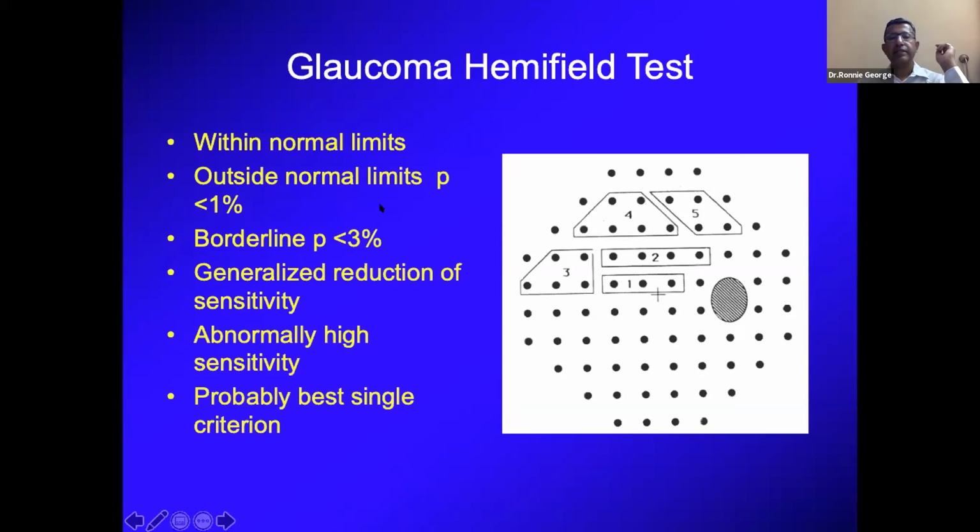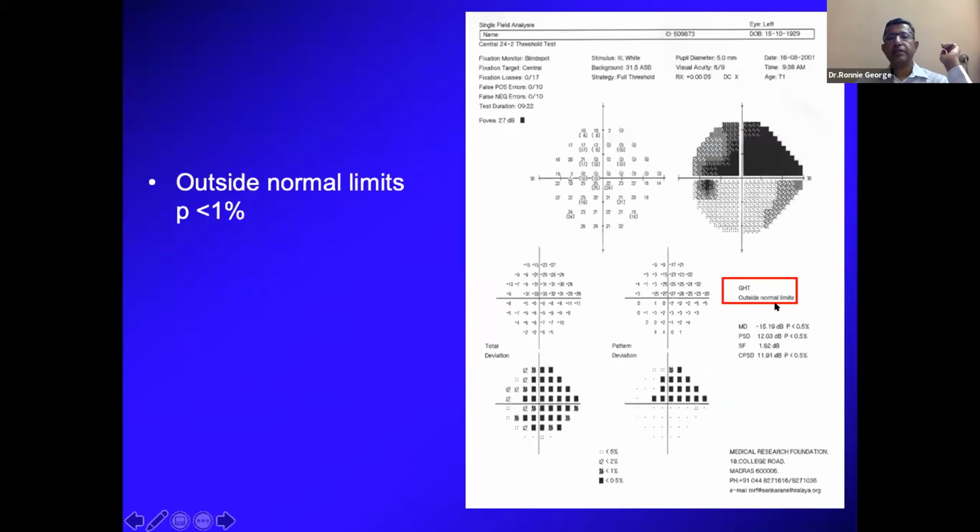And then you try and see whether these are classified as outside normal limits, where you would see this amount of variation in less than 1% of eyes, borderline, where you would see this sort of difference between both the hemifields less than 3% of the time, generalized reduction of sensitivity where the whole field is depressed, and abnormal high sensitivity. It is the most specific single criterion for glaucoma, because this sort of asymmetric horizontal midline fields are typically seen with glaucoma. So this is an example of a visual field with a P less than 1%.